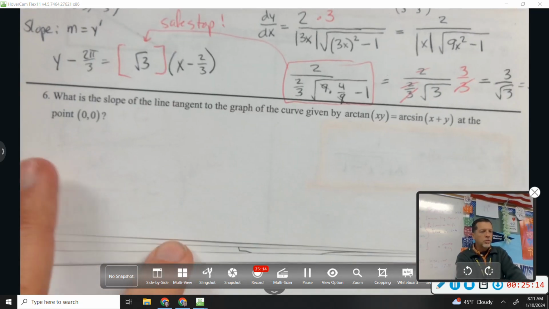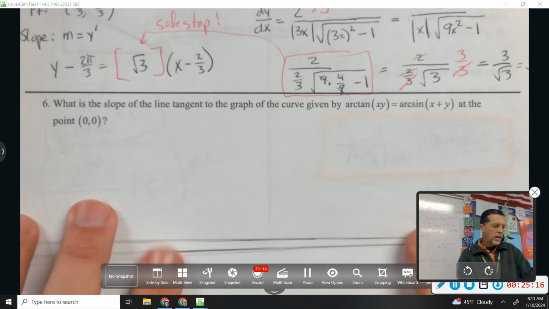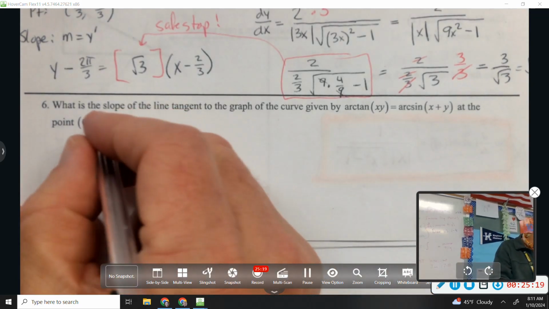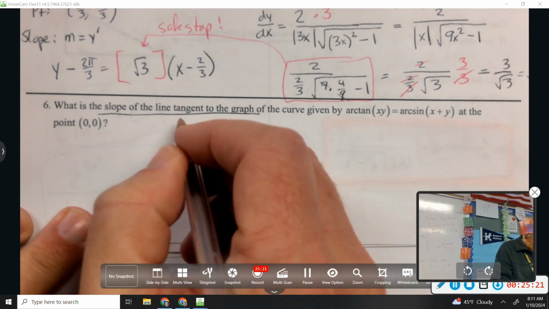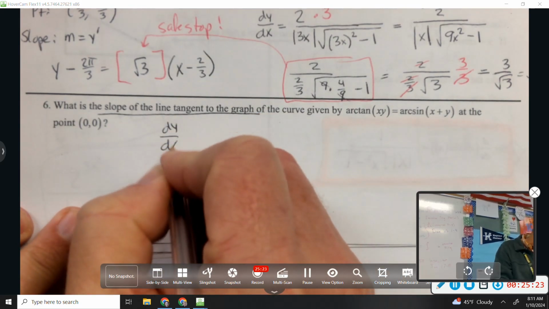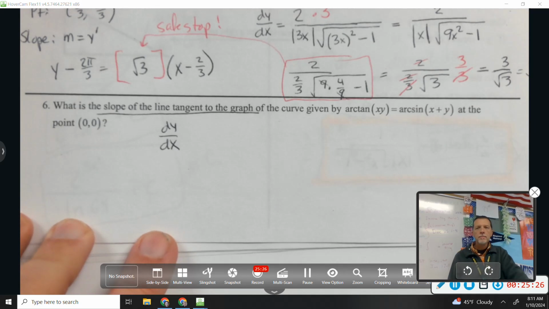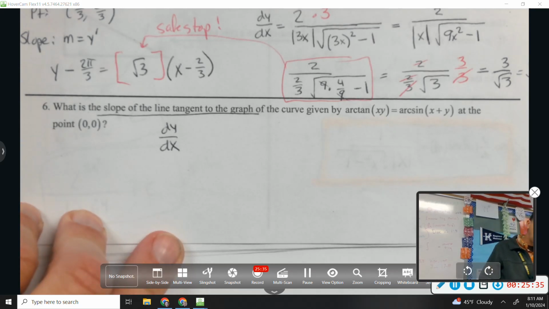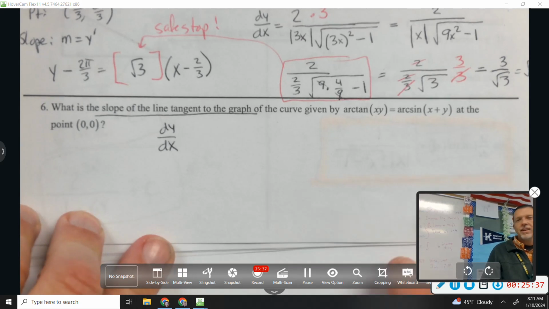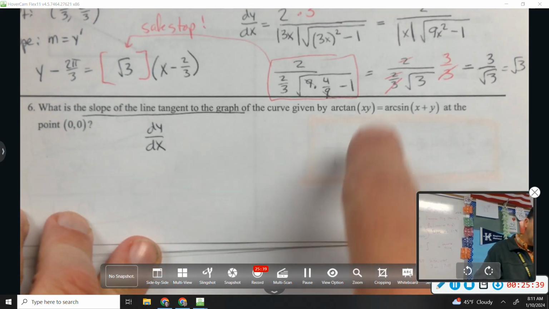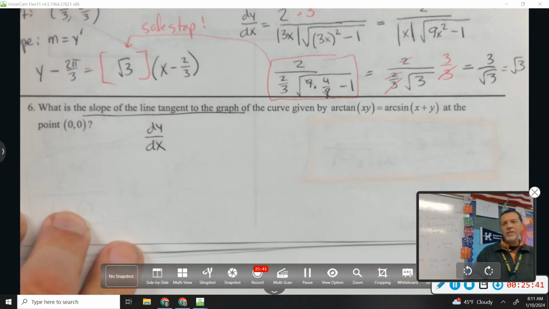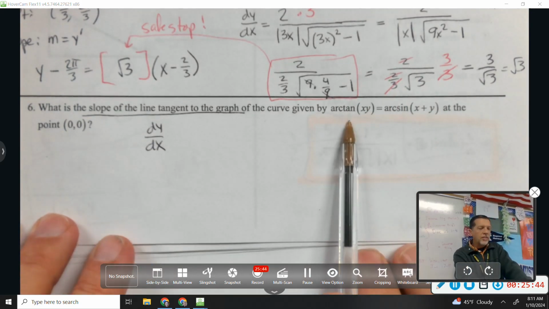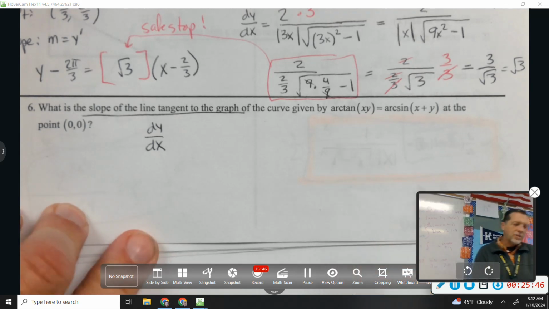All right, one more, and then we'll do some of the worksheet together. What is the slope of the line tangent to the graph? Okay, so that's just fancy talk for find a derivative. Arctan of xy equals arcsine of x plus y. What? At 0, 0. Okay, well, xy looks terrible, but let's hold off on that. What's the derivative of arctan? One piece at a time here.